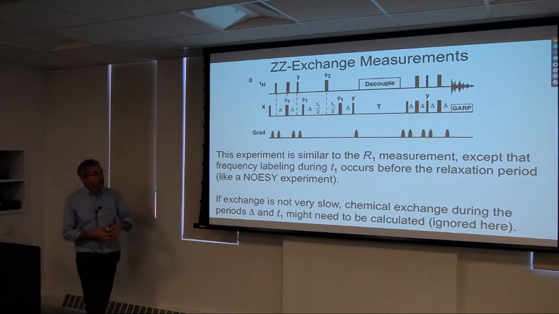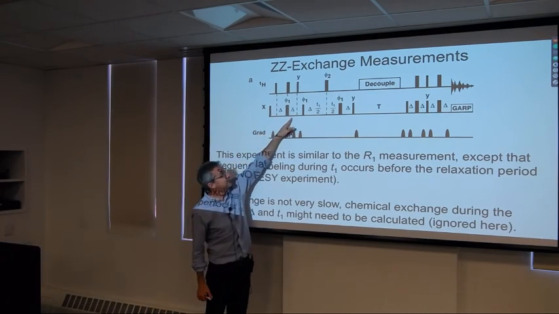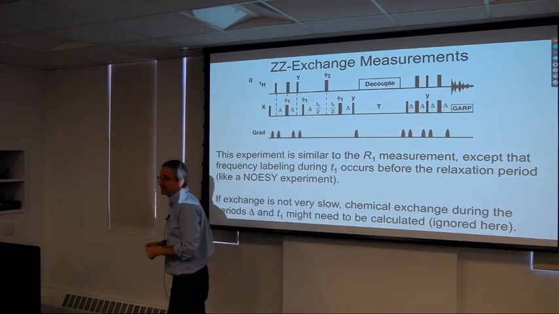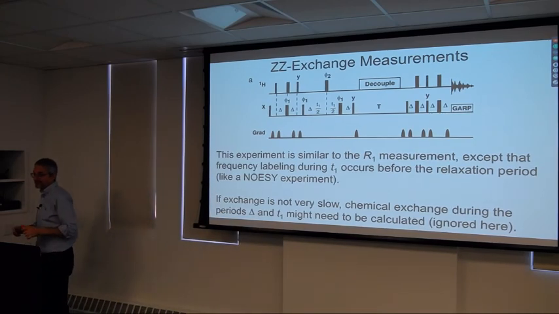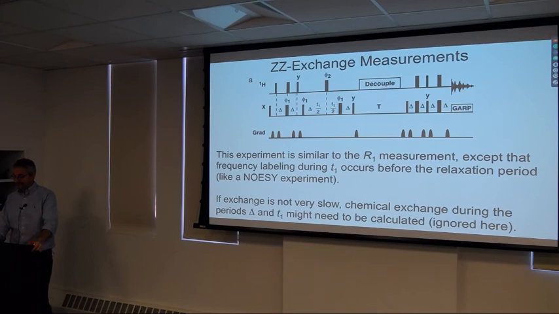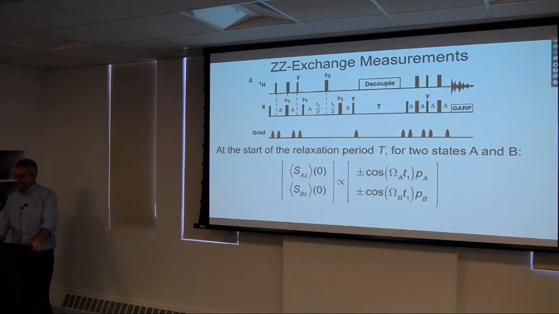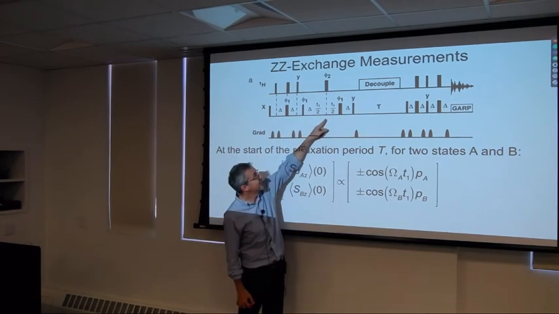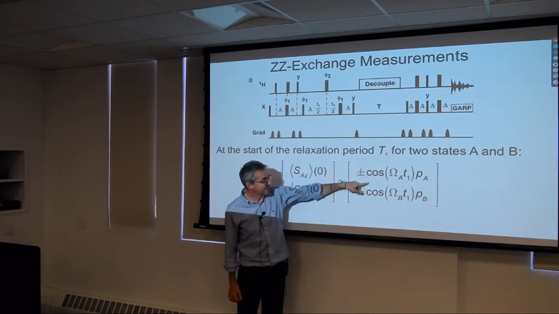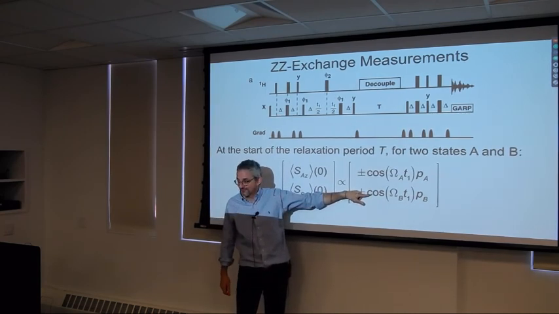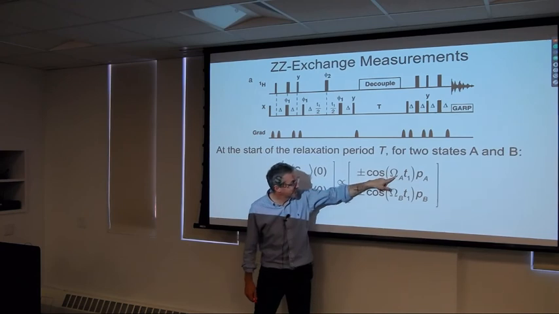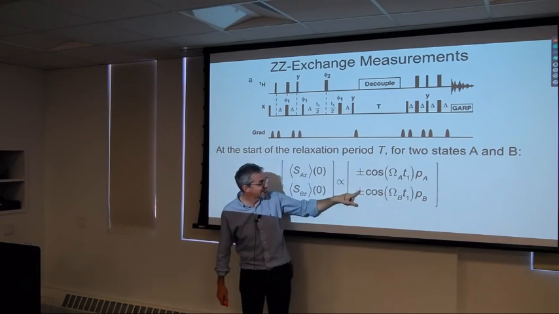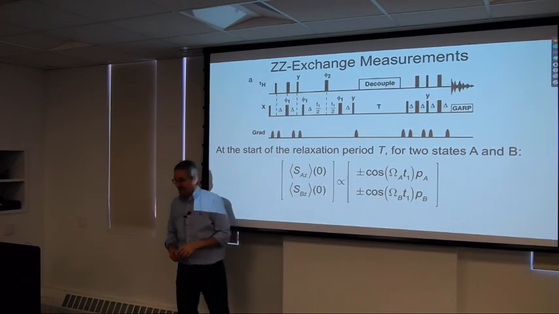We're going to ignore it, but there could be effects of exchange during the delta periods, and that might have to be taken into account in order to get the most accurate measurement, and there are ways of doing that in the literature. So here's what I just said. At the start of the relaxation period, we frequency label, flipped up one of the components. I said cosine component, it could be the sine component, it doesn't matter. So this modulation is different for the two. So they're going to have different intensities. And again, we'll have this plus or minus because of the phase cycle.